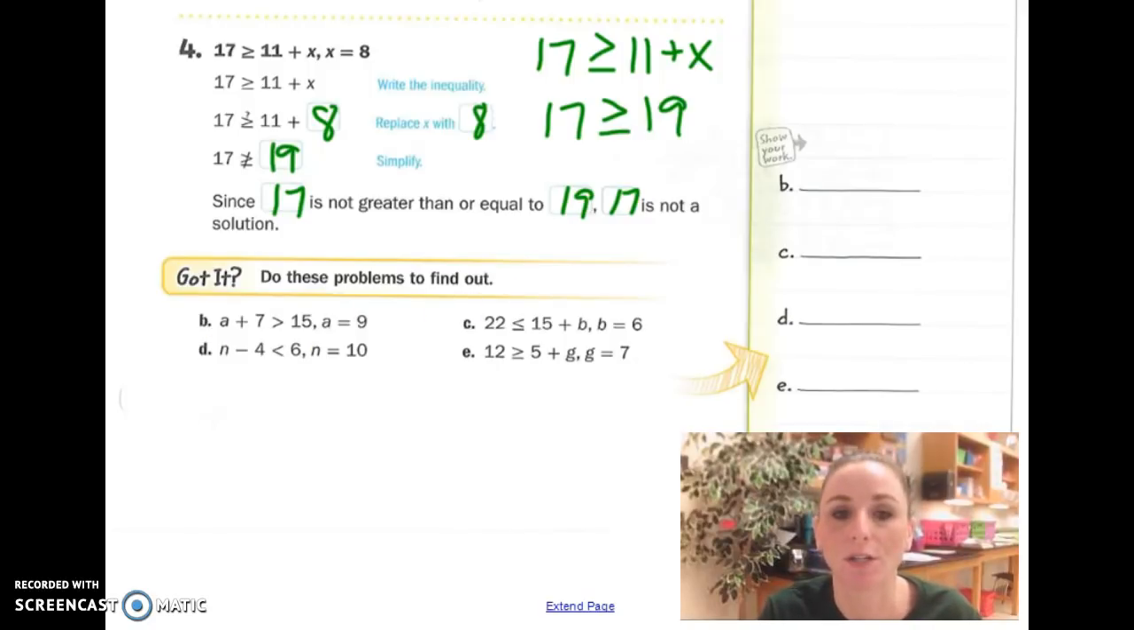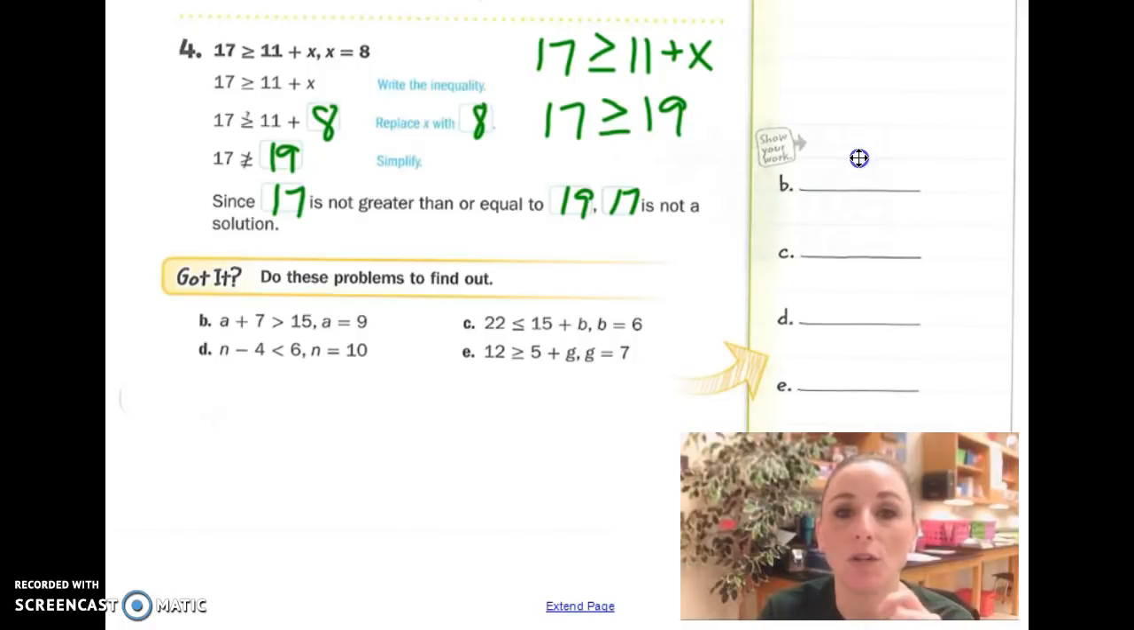So here's what you're going to do again. Let's take a look at B, C, D, and E. You're going to hit pause. You're going to work through each of these problems. Do not skip this. I want to see work on the page. I want to see work over on the side. You need to do these 4 problems. You're going to hit pause.